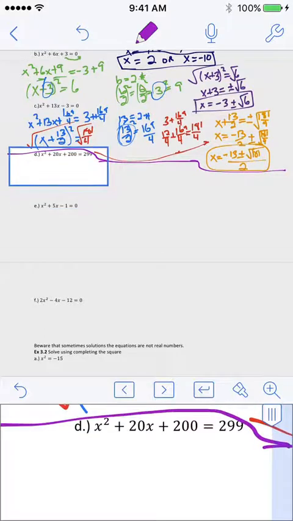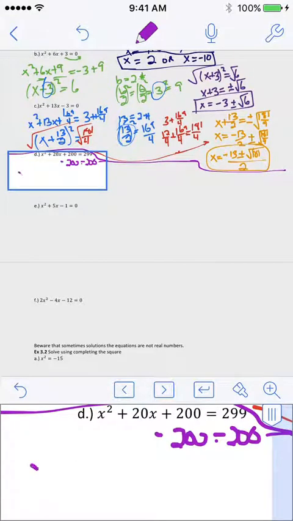Okay, so I have x squared plus 20x plus 200 equals 299. I'm going to start by getting rid of the c, minus 200 to both sides, right? X squared plus 20x is equal to 99.